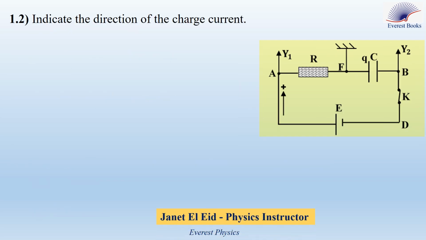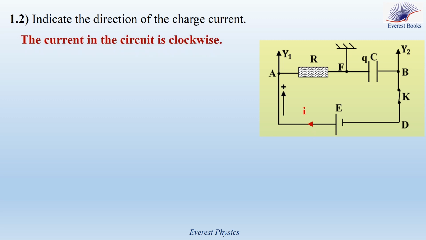Part 1.2. Indicate the direction of the charge current. Look at the circuit. The current flows out from the positive pole of the battery. Then the current in the circuit is clockwise.